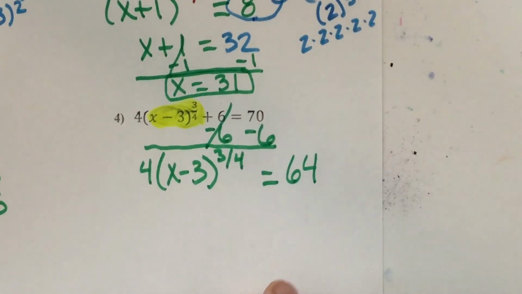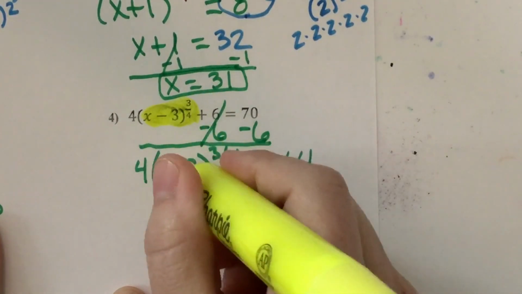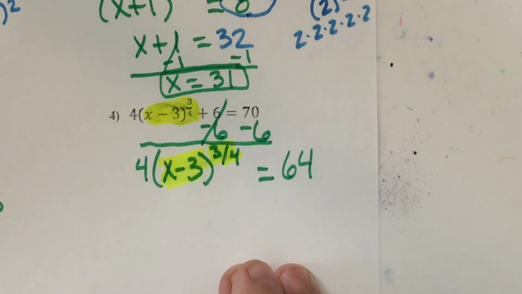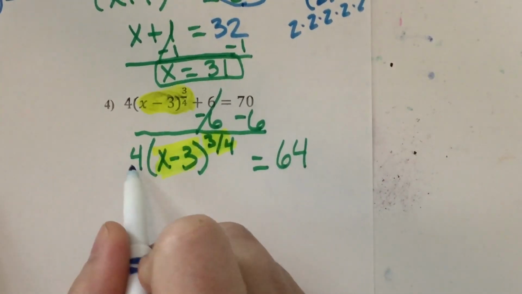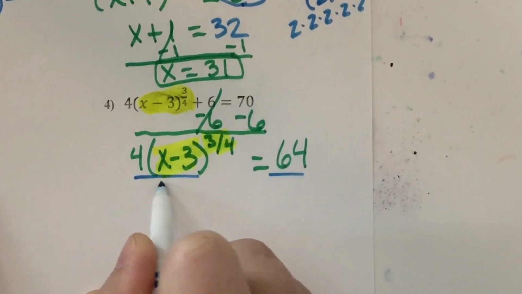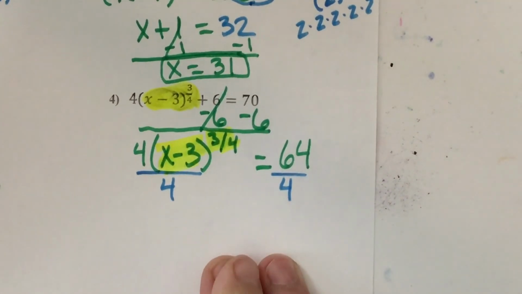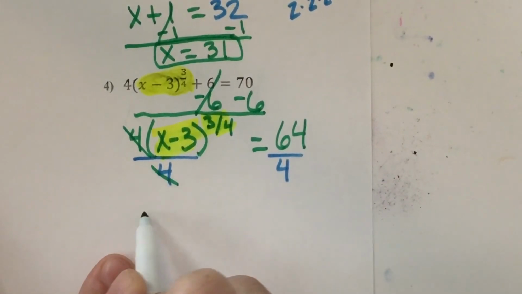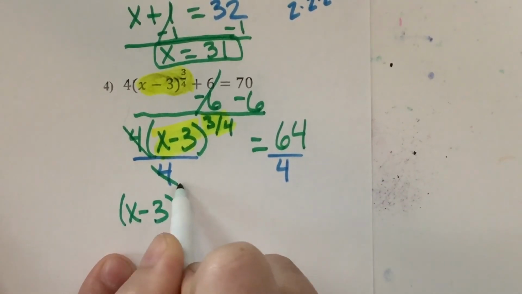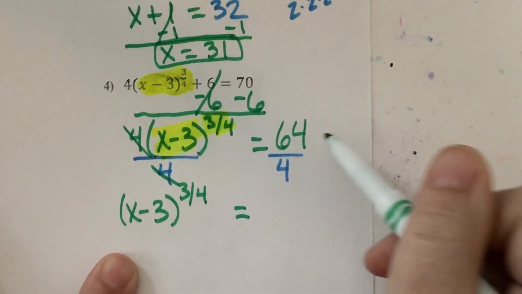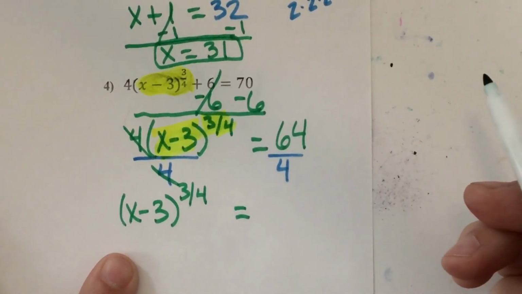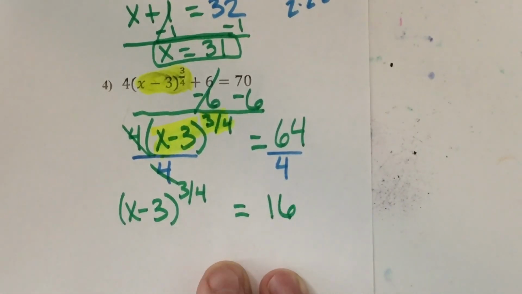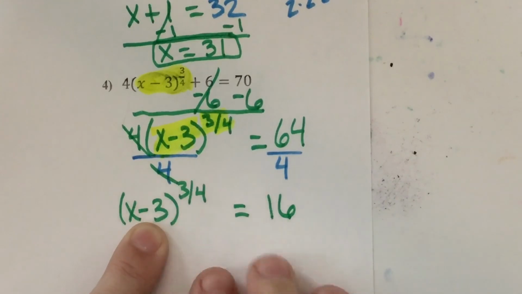Okay, I'm still trying to get the variable that is in parentheses with the fraction exponent by itself. So how do you think I'll get rid of that 4? I'm going to divide by it. Since the 4 is smushed with the parentheses, I need to divide, because smush is multiplication, and to get rid of multiplication, we divide. So 4 divided by 4 is 1, so those are gone. I'm left with x minus 3 raised to the 3/4. And on this side, do you know what 64 divided by 4 is? It's 16.